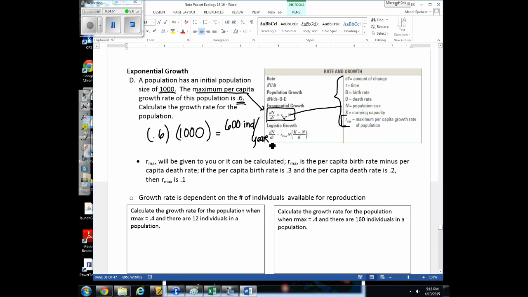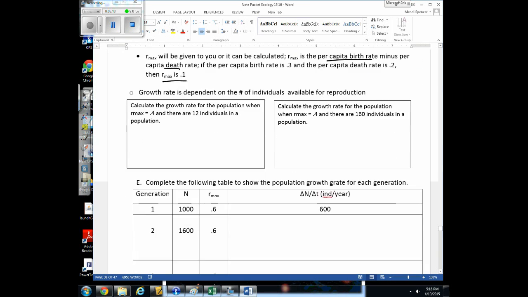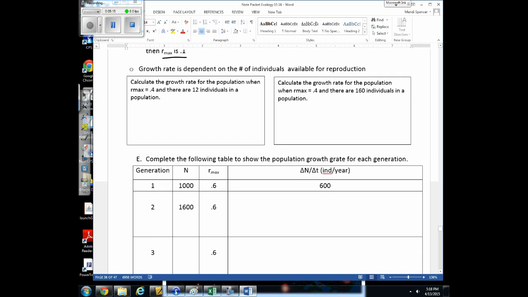Our max is going to be given to you in a problem, or it's even something that you can calculate if they give you per capita birth rate and they give you per capita death rate. So in that situation, all you have to do is take that per capita birth rate, subtract that per capita death rate, and that's going to give you your Rmax, or your maximum per capita growth rate of a population. Now, we talked about on that population growth curve that rate changes over time, and it has a lot to do with population size.